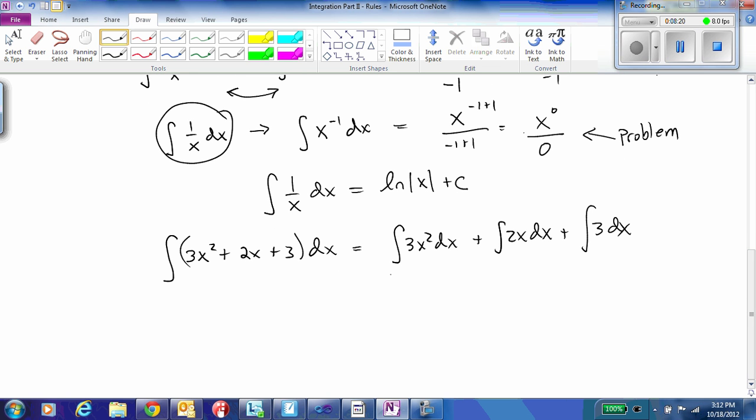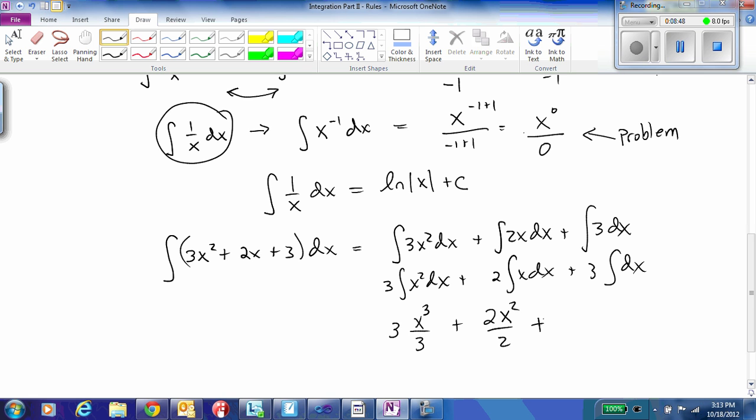Once again, I can rewrite this as 3 times the integral of x squared dx plus 2 times the integral of x dx plus 3 times the integral of dx. Multiplicative constants are allowed to come out front. Now I use the power rule. 3 times x to the third over 3. I raised the power by 1, 2 went to 3, and I divide by whatever my new exponent is. Plus 2x squared over 2 plus, okay, now the trick is, what do I do here?